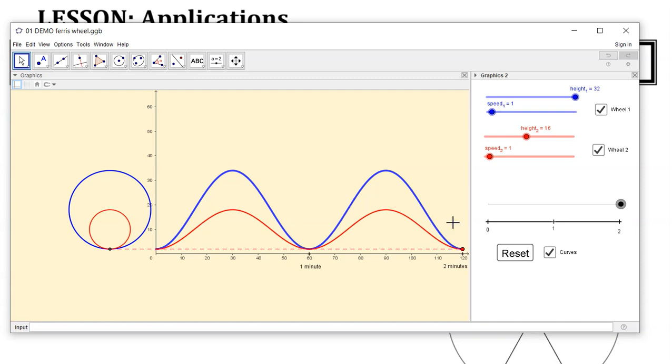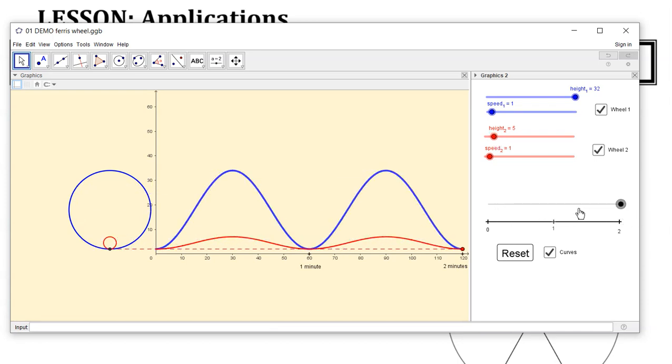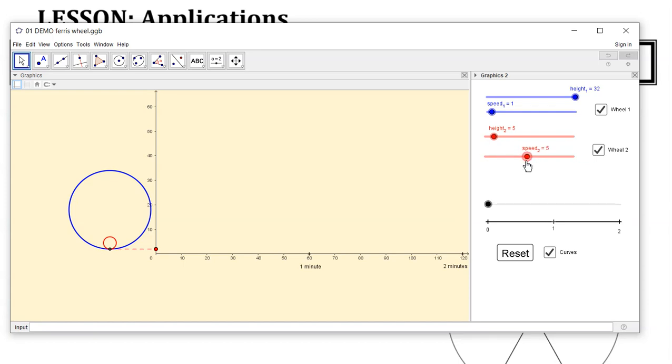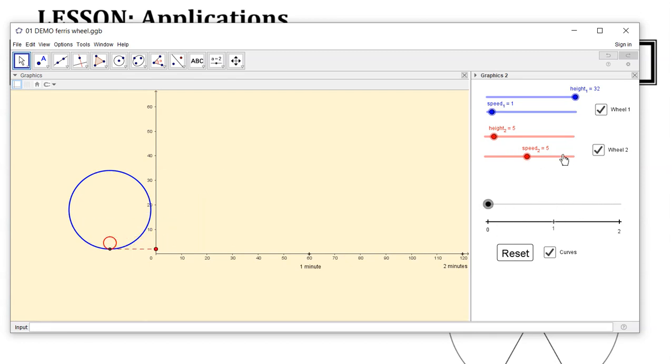Okay, so that's what this applet is all about, showing how if we change the properties of the Ferris wheel, how does that change the properties of the graph? And I can do other things if I want. Let's go back. I could make one even smaller and see what happens. And if it's really smaller, maybe it goes way faster. So in 1 minute, the small one's gone around 5 times, whereas the big one's only gone around once, and then 5 more times in 1 more minute, or 1 more time. You could do something like that.